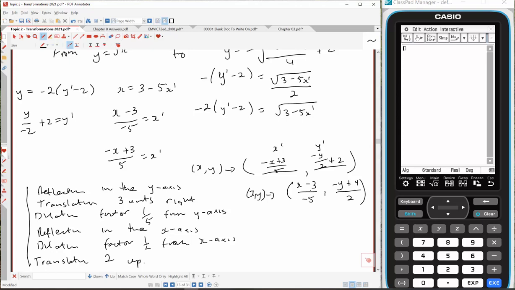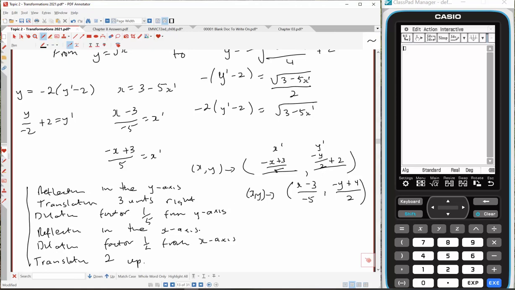Now what you would do is note that the transformations you would say would be 3 to the left, reflection in the y-axis, and a dilation factor 1/5 from the y-axis. So you're going to get your translation first and your reflection second. So the order of those will be reversed. Okay, dilation factor still. Now this one here, it'll be a completely different set here.